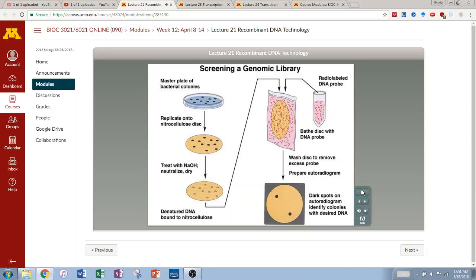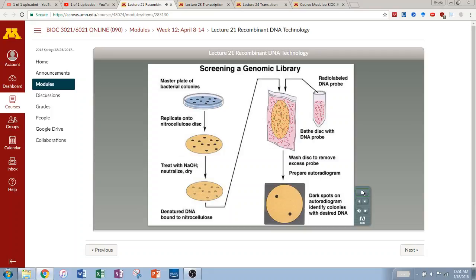That plate can be pressed onto a nitrocellulose filter, transferring cellular material onto the filter. Treatment of the filter with alkali causes cell lysis, and it fixes the denatured DNA from each colony to a particular spot on the filter. The nitrocellulose filter is then exposed to small radioactive probes. The probes are short segments of DNA which can hybridize to some known sequence of DNA in the gene of interest.